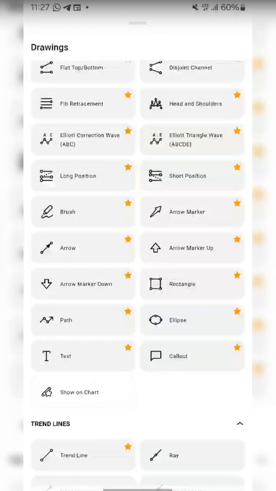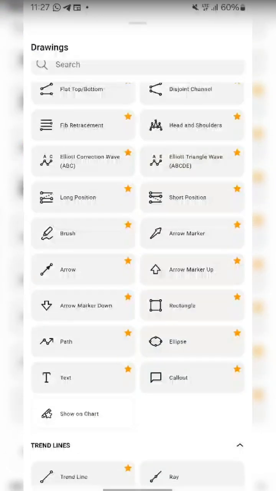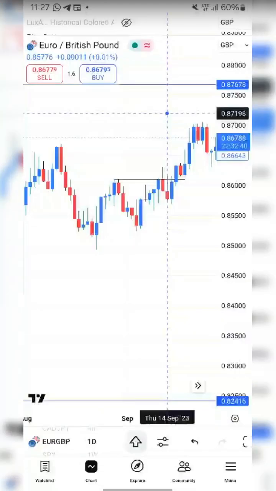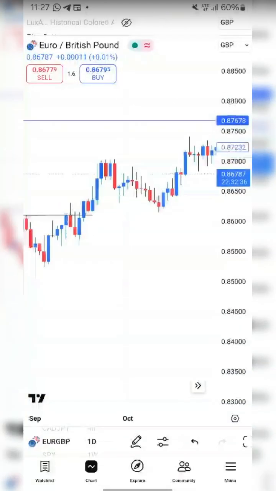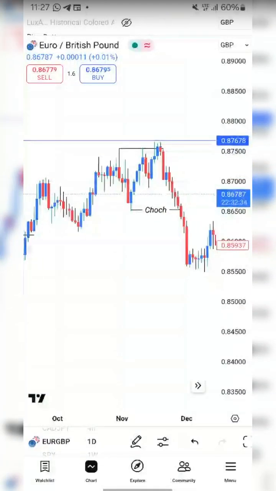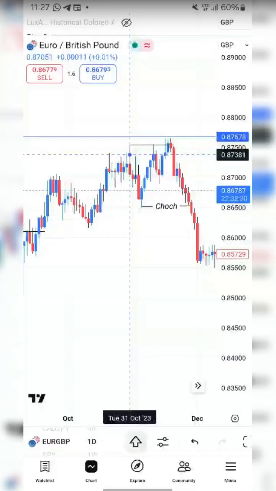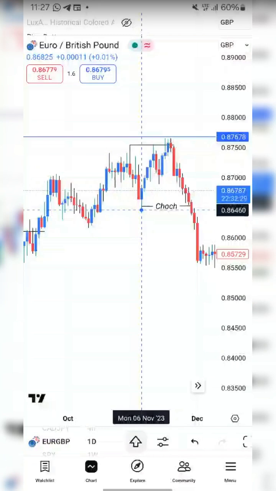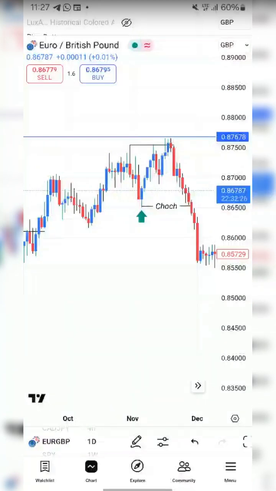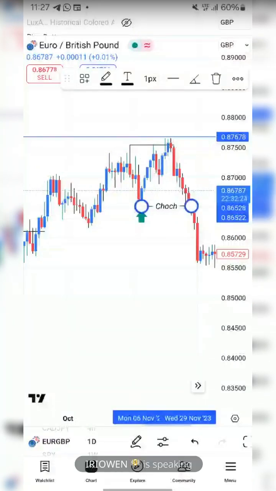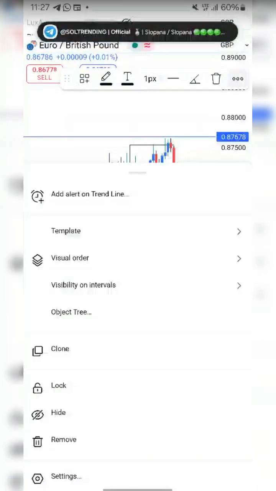I'm coming. Let me do something. Okay. Maybe this one will help us. Where is the change of character? Okay. Maybe this example will help us. You see this point? Yeah. I'm coming. Let me do something.